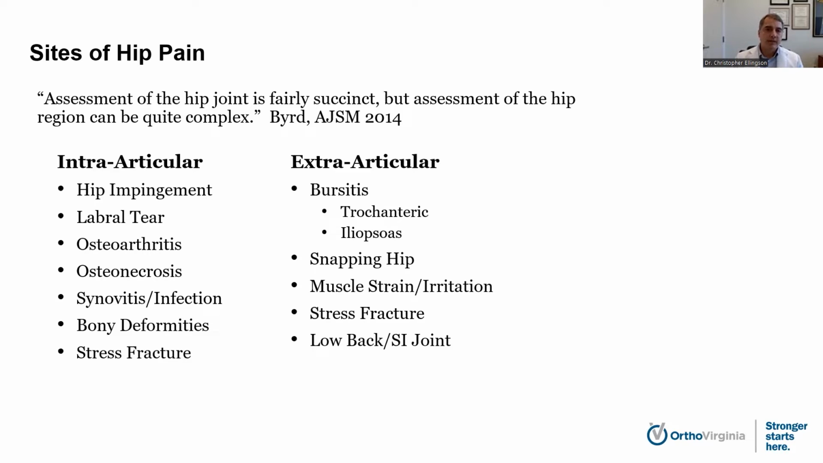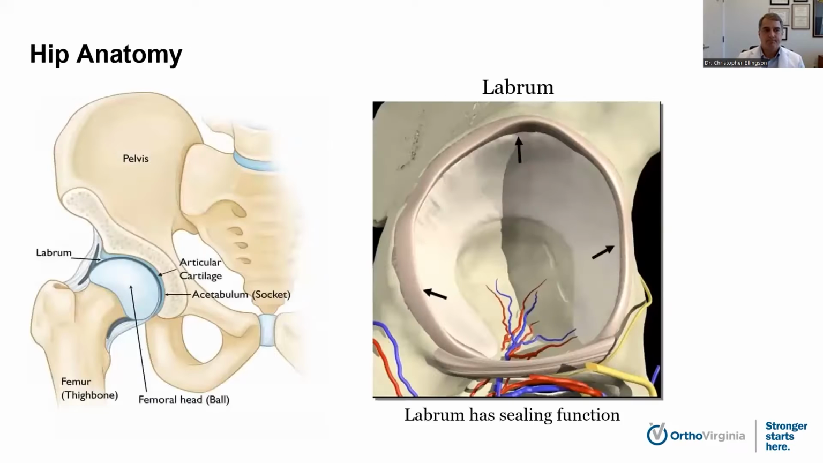We're talking specifically today about a condition within the hip joint itself called hip impingement or femoroacetabular impingement, and the resultant labral tears that oftentimes occur within the hip as part of that process.